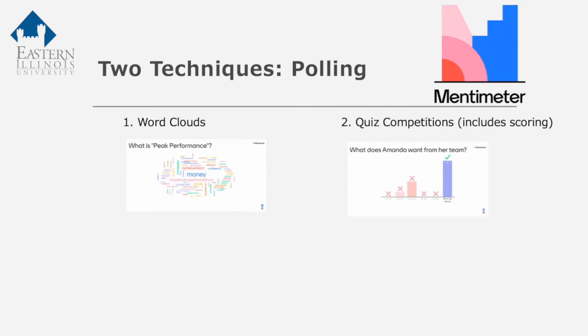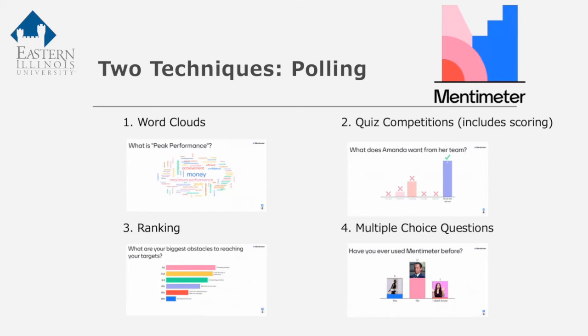The quiz questions allow for a fun competition. After each quiz question, the participants will see a leaderboard and see who is winning. Ranking allows people to select their top preferences or choices, and multiple choice questions are similar to traditional polls, but with Mentimeter, you can easily add fun GIFs to make it visually appealing.